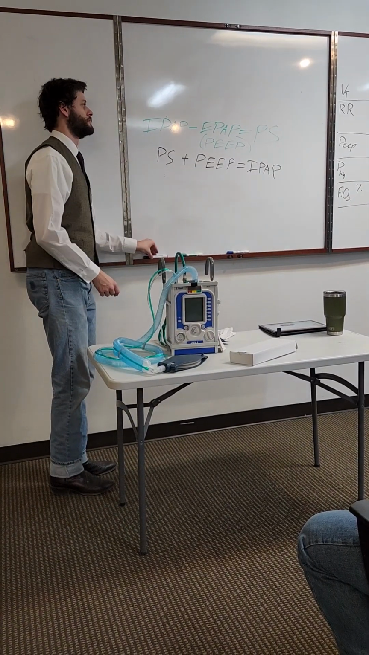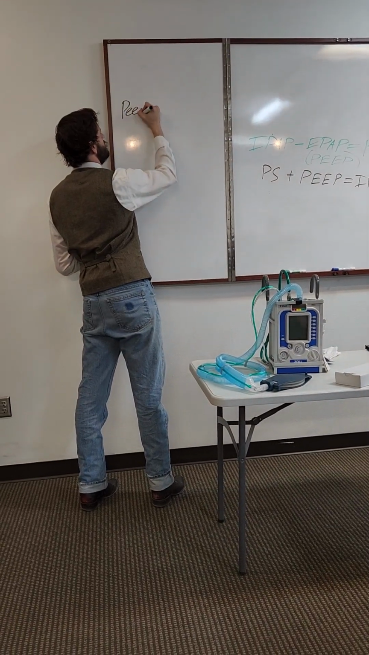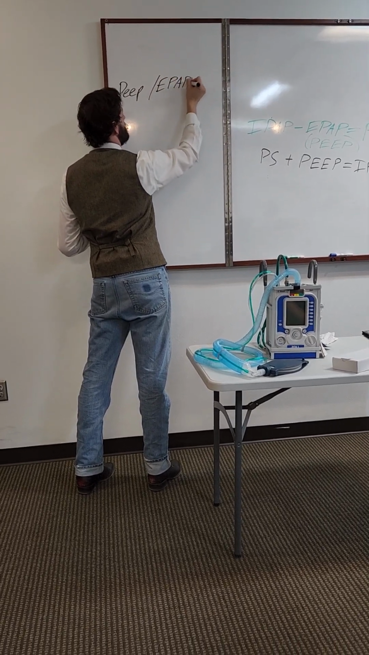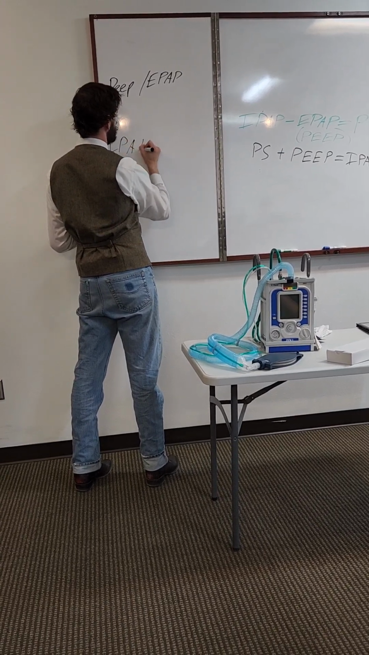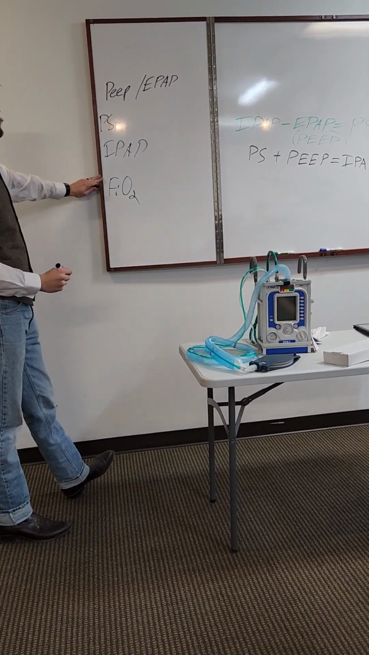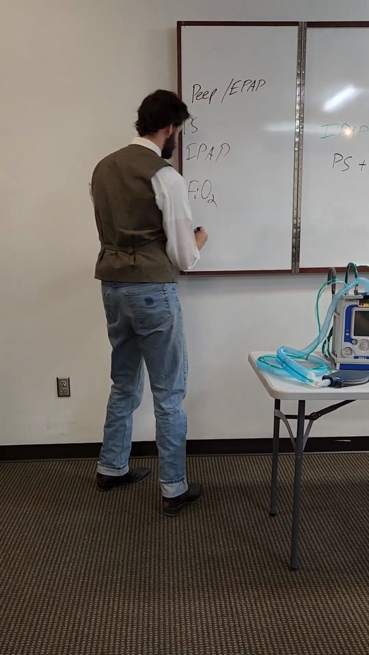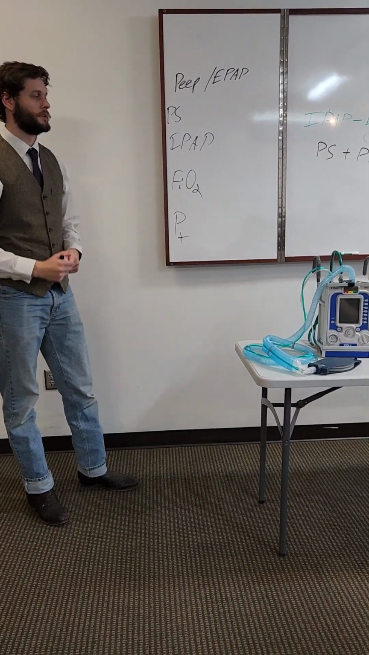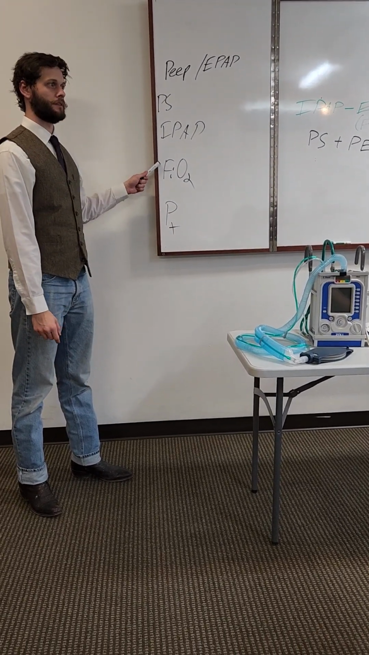But in both of these modes, what you're setting is the PEEP or EPAP. You're going to set pressure support, or you're going to set the IPAP, depending on which mode you're in, and you're going to set the FiO2. These are what you're setting. But the most important part of this mode is going to be the pressure trigger. So it's the pressure that has to be created within the circuit to initiate that breath.